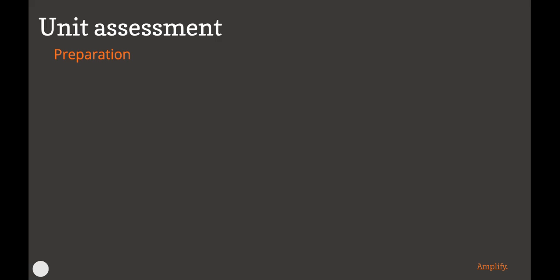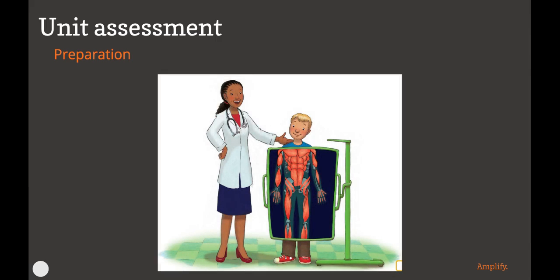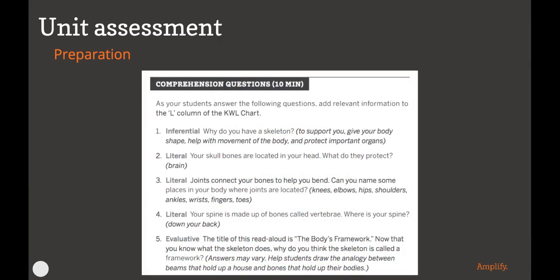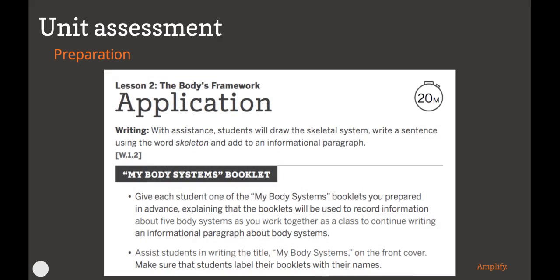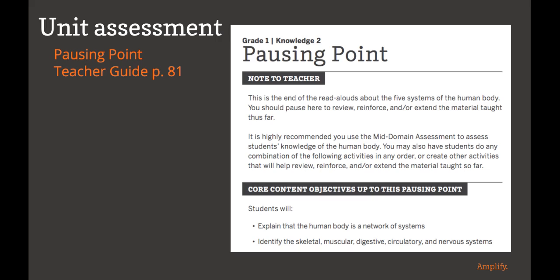Assessments part 2 and 3 will require students to use their knowledge of content that they learned throughout the unit, and images, comprehension questions, and the application activities will prepare students to apply what they're learning before they get to that assessment. To be sure students are ready for the final assessment, there's a mid-unit pausing point day after lesson 6. It includes a variety of review activities as well as a mid-domain check on student understanding. If you like, you can pause this video now to review the pausing point, which starts on page 81 of your teacher guide.